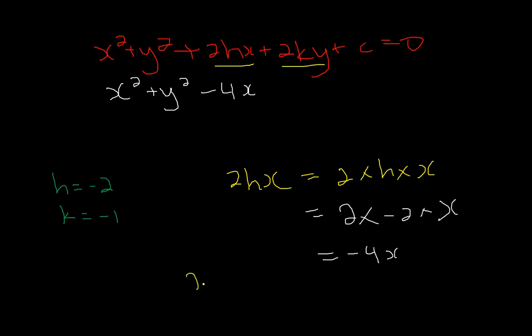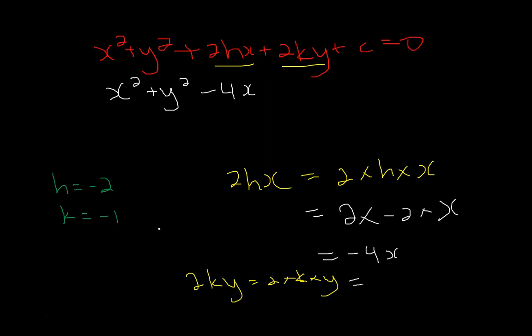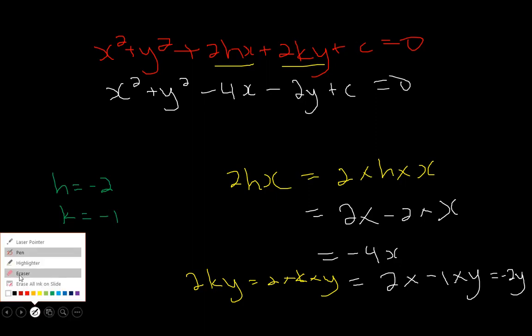Next one, 2ky. That's the same as 2 times k times y. We already know the value of k is minus 1, so that's 2 times minus 1 times y, which is equal to minus 2y. And that's what I put here: minus 2y plus c is equal to 0. We still don't know what c is yet.